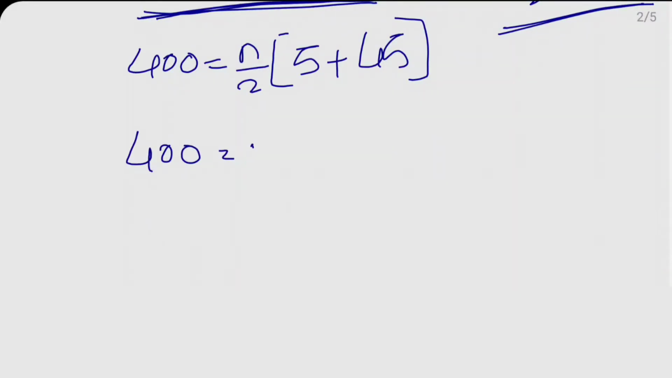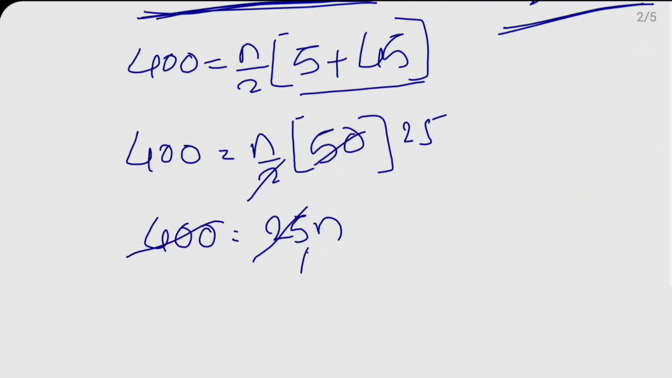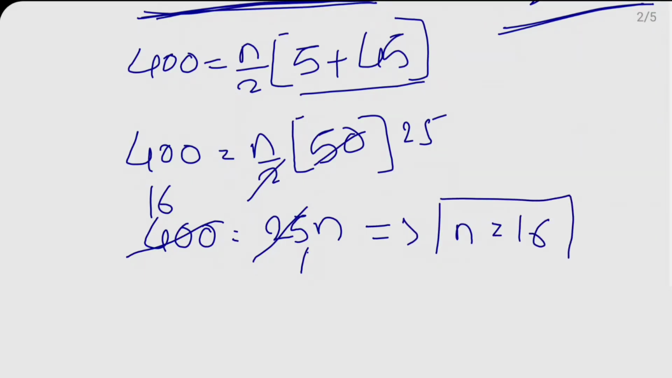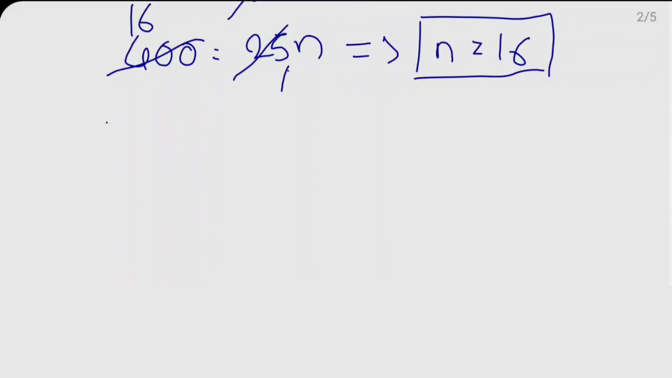400 equals n by 2 as it is, 5 plus 45 is 50, and now 2 ones are 2, 25 is 50. So here 400 equals 25 into n, and now 25 ones are 25, 25 16s are 400, right? So this implies n equals 16. Any doubt?